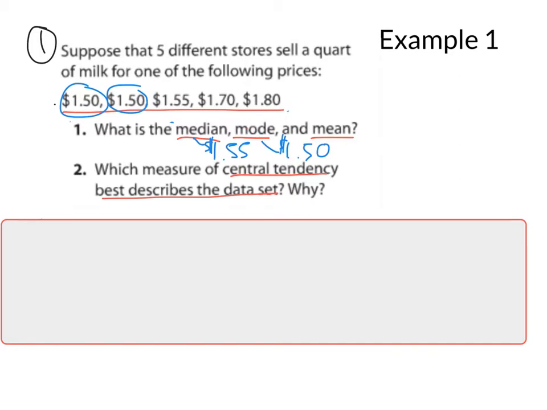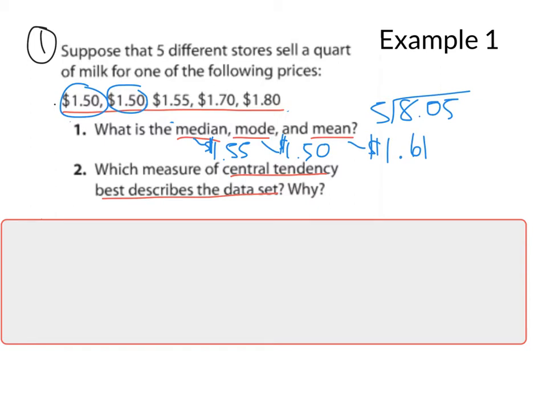Now let's do the mean. So to do the mean, we need to add them all together and then divide by 1, 2, 3, 4, 5, and you can use your calculator for this. I added them all together and got $8.05, and I'm going to divide that by 5 because we have 5 numbers. When I divide it by 5, I get $1.61.